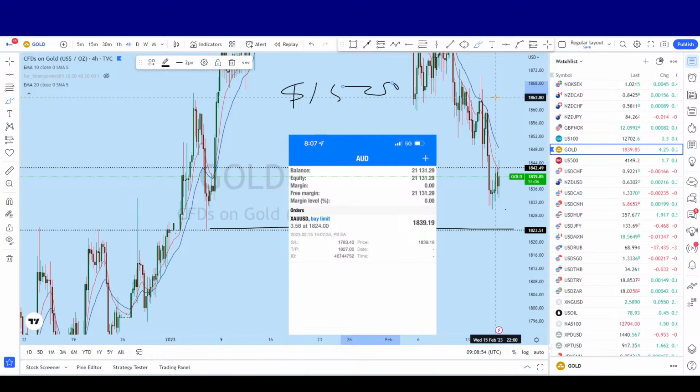So this will be around, let me tell you how much percent. My reward will be 1,500 or more divided by 21,000. So it will be around 7% gain on this one.